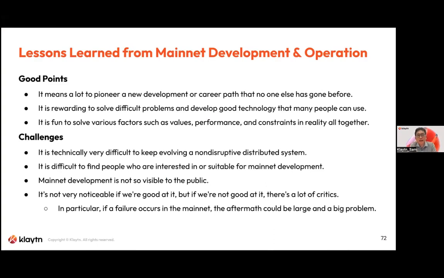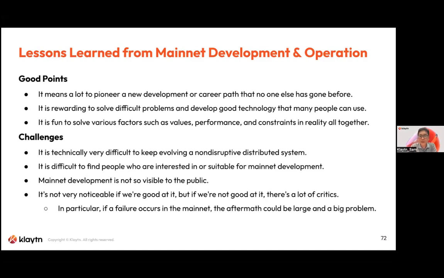The things that we learned a lot from mainnet development operations are like this. Good things first. Pioneering a new development or career path that no one else has gone before is really meaningful. Nobody implemented blockchain, nobody built this kind of mainnet, and this is a new challenge. Solving difficult problems and developing good technology that many people can use is also very rewarding. And it's fun to solve various factors such as values, performance, and constraints. Solving these things all together is really fun.